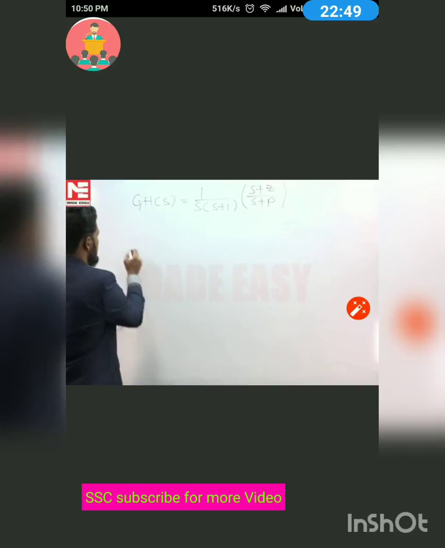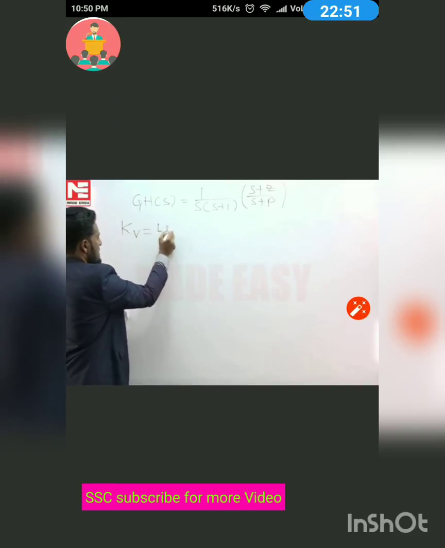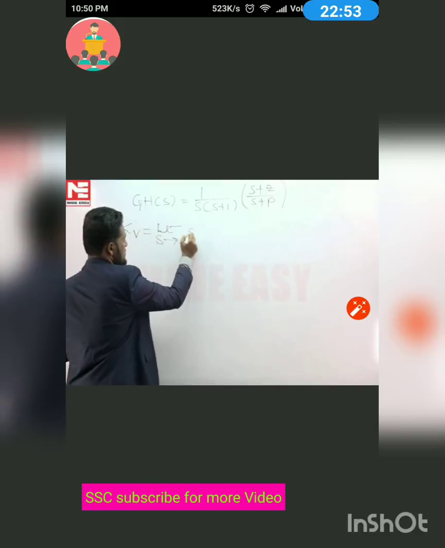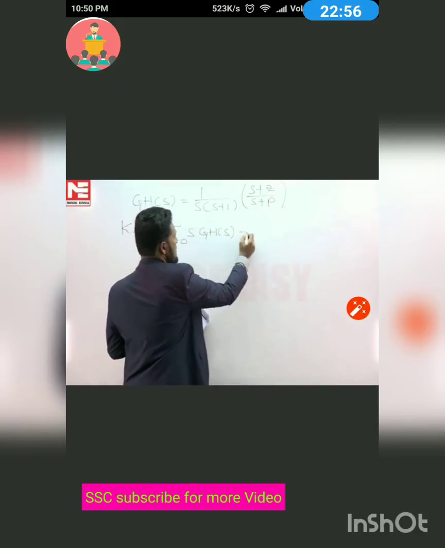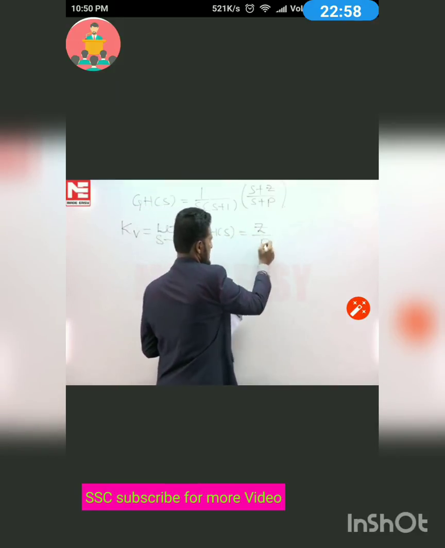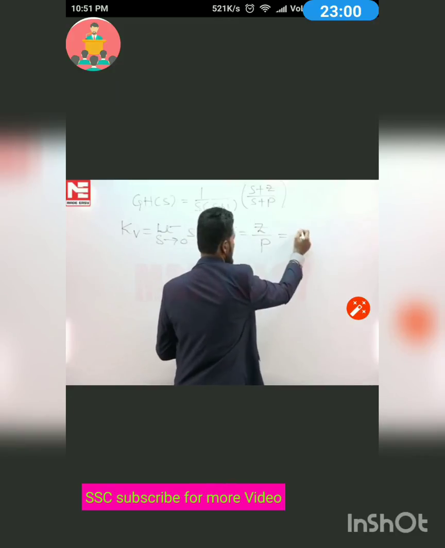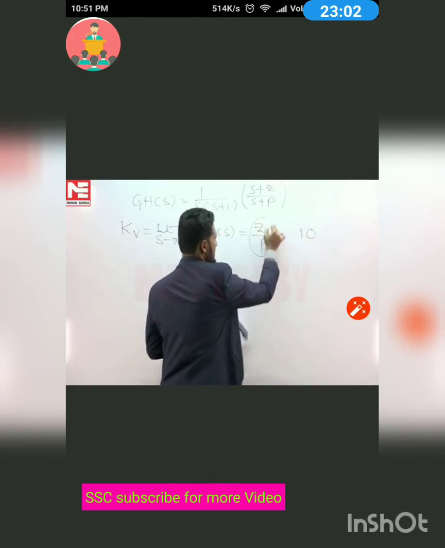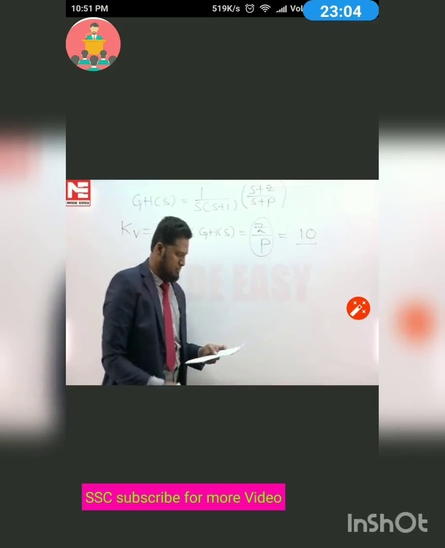Velocity error constant formula Kv is given by limit s tends to 0 s G of s H of s, which for this question is z by p. It is mentioned that this has to be 10, and the value of z by p should be 10 for that.